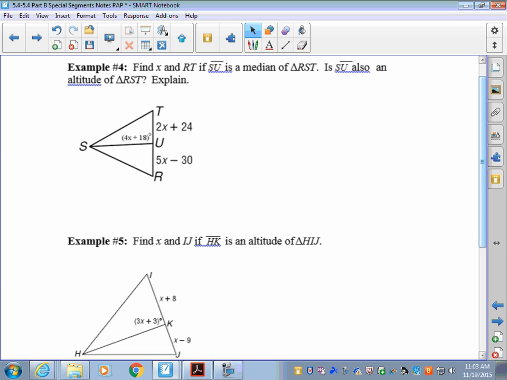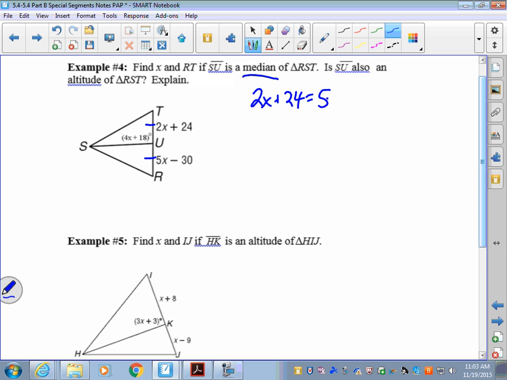All right, last page. Find x, and RT is RT. If SU is a median, we want to find x. So we're talking about median, guys. So what do I know? Yeah, they're both equal here. TU is going to be equal to UR. So we start off with this. 2x plus 24 is equal to 5x minus 30. And we're going to solve for x.